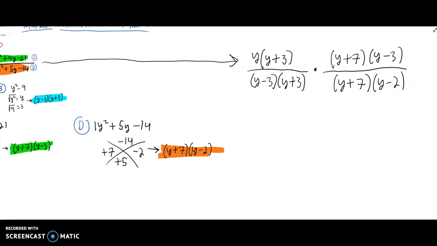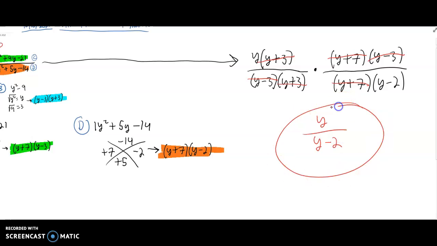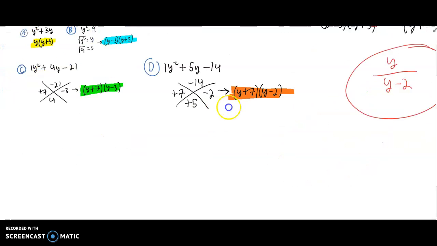All right, great. We're ready to cancel, so I can get rid of y plus 3s. These y minus 3s will cancel, and these y plus 7s. So my final answer is y over y minus 2. Great. Let's look at our second and final example today.